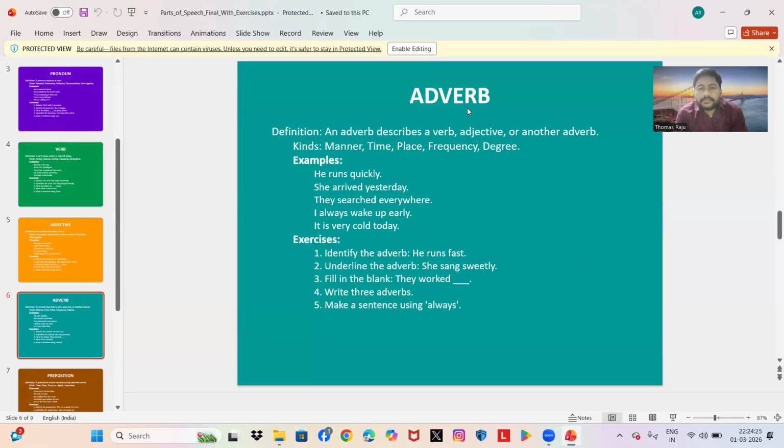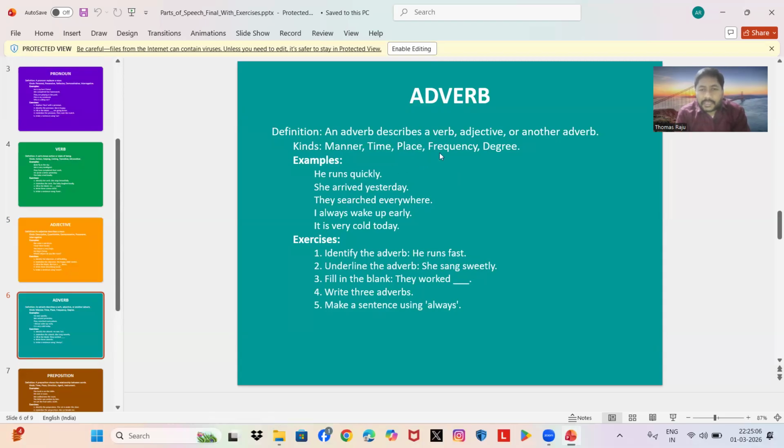Adverb. Adverb definition: an adverb describes a verb, adjective, or another adverb. So here see, adjective describes only noun or pronoun. Most of the students confuse. They are unable to differentiate the adjective and adverb. Adjective describes a noun or pronoun, but adverb modifies a verb, adjective, and another adverb. So this we have to remember.